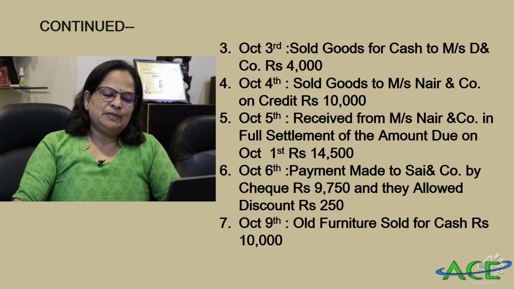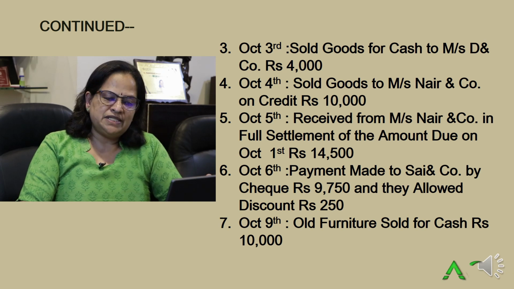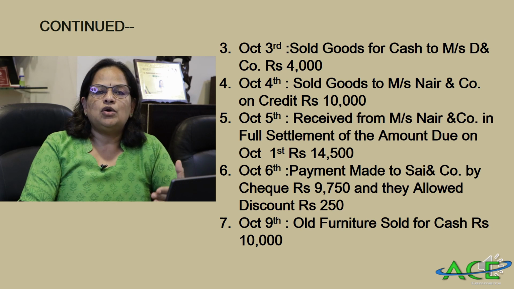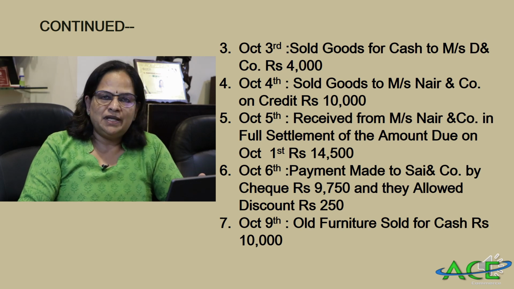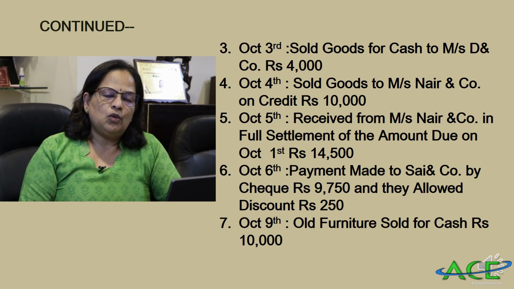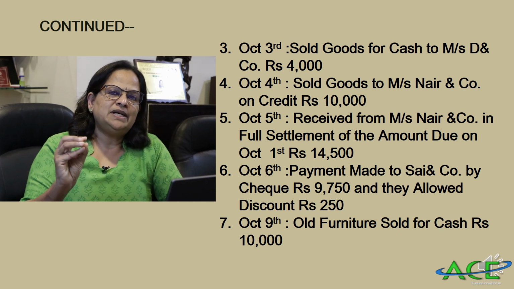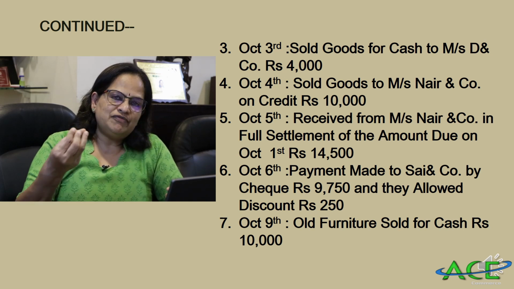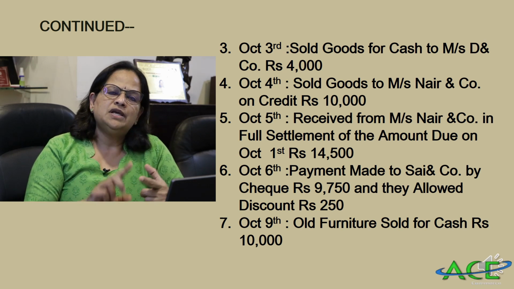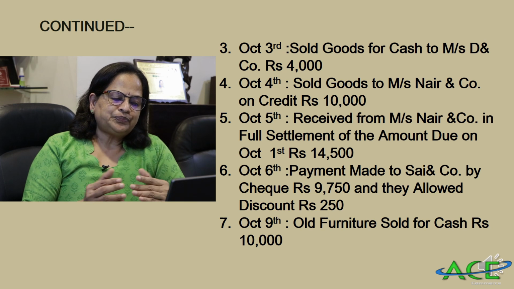Now October 6th, payment made to Sai and Company by check rupees 2,750 and they allowed a discount of rupees 250. That means discount received. When the firm is allowing somebody the discount, it's discount allowed. When the firm is getting it, it will be discount received. So both will have different treatment, and we have to enter that.